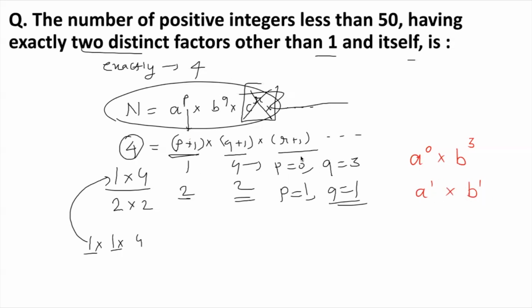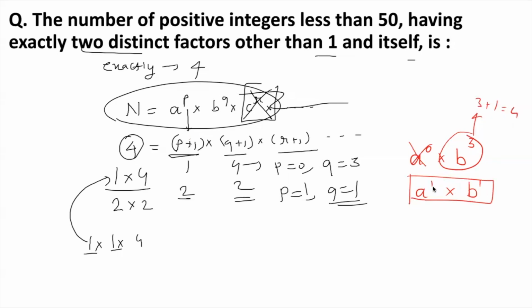Okay, so now we'll discuss these two cases in detail. As a matter of fact, you can also ignore a raised to 0 here. You can simply focus on the form of the number as b cube or a cube directly, and the second form of the number should be a raised to 1 into b raised to 1. Now you can cross check the number of factors here will be 3 plus 1, which is 4, as required.